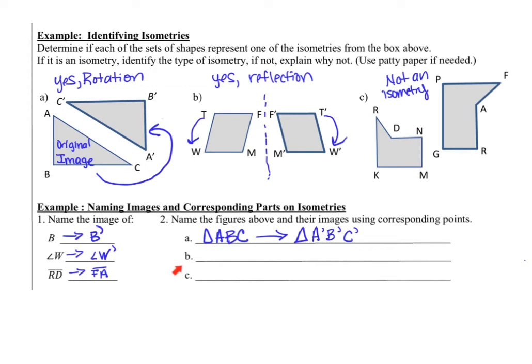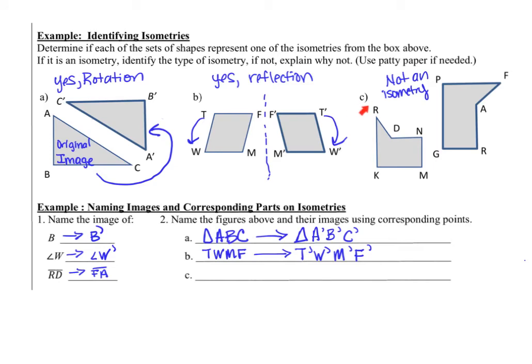So when naming the next couple of shapes, there's no shape that we put in front of the letters that name the vertices. We just name the vertices. So if you look at the quadrilateral in letter B, we just have to make sure that we name the sides with the corresponding image sides. So if I labeled this quadrilateral as TWMF, the image would have to go in that same order. So we would label it T prime, W prime, M prime, and F prime.